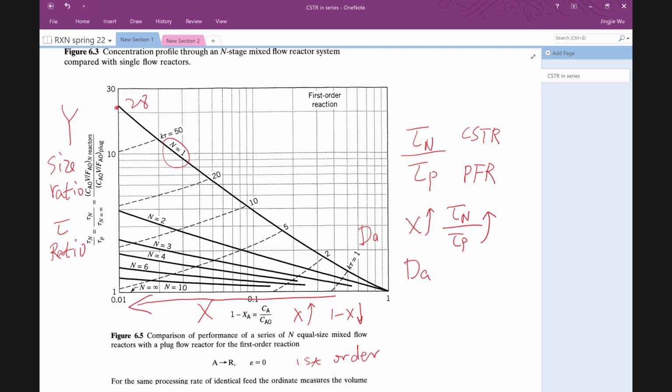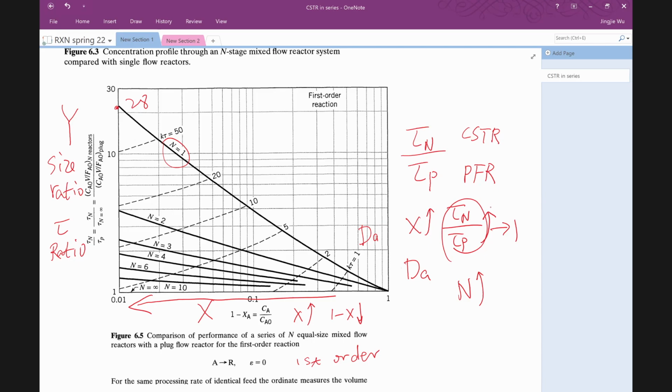Again, this figure tells you that if you have more CSTRs in series, then this ratio becomes one when n increases. That means the CSTRs in series become a PFR, okay?